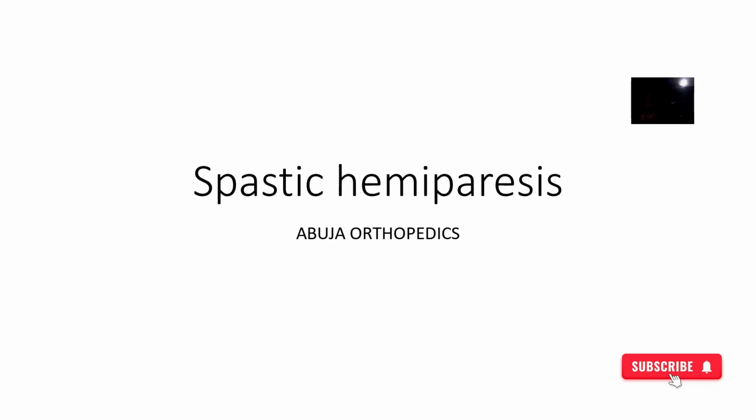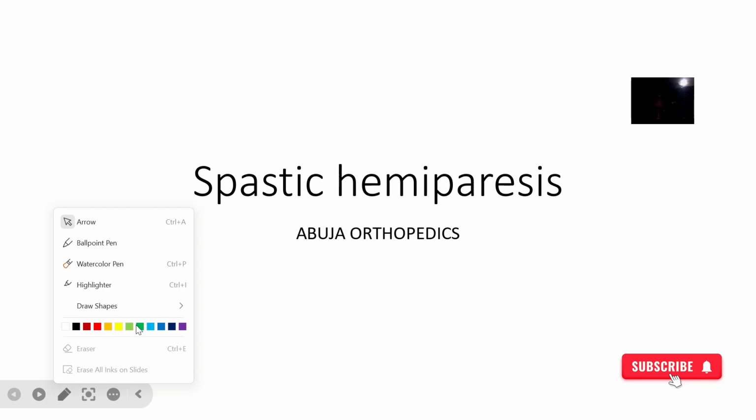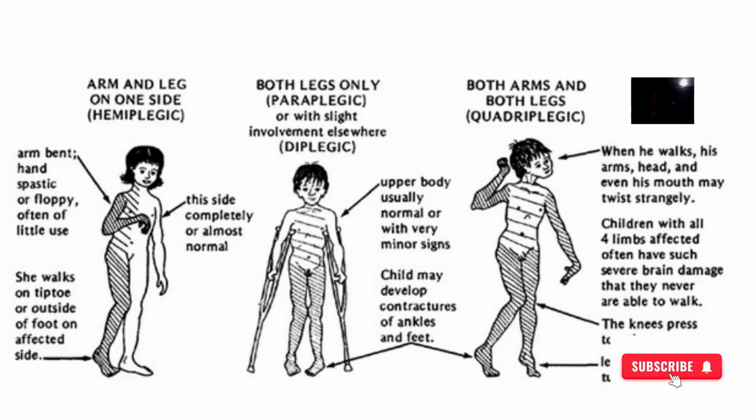Now we'll look at the next issue which we are going to talk about, and this is the issue of spastic hemiparesis. Okay, spastic hemiparesis. Let's quickly discuss what a spastic hemiparesis is. Anytime you hear spastic, it simply means something is so stiff, out of proportion, so stiff, and it's not looking cool.